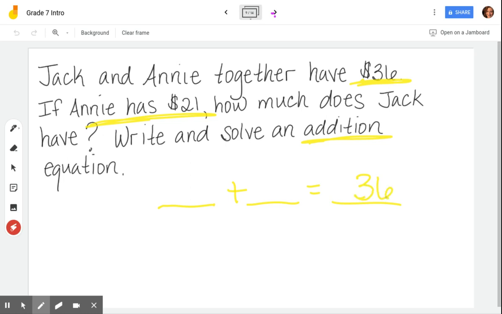And I know that if I add those together, I get the 36. So I'm going to say Annie's 21 plus whatever Jack's amount is would equal the 36. I just use J for Jack. You could always just do a generic X. You could use M for money, D for dollars. I also could have said J plus 21 equals 36, and it would work out the same. If I subtract those, I will find out that Jack must have $15.